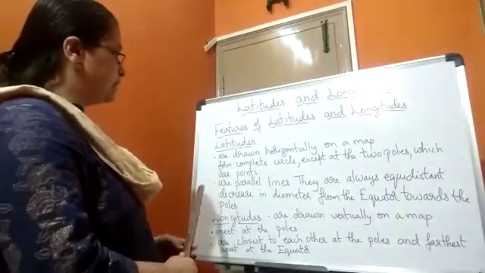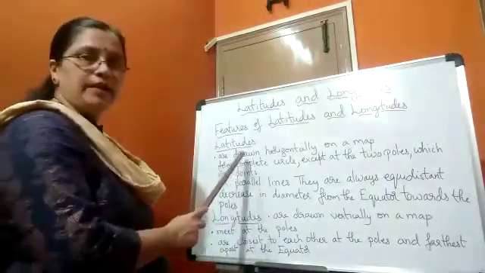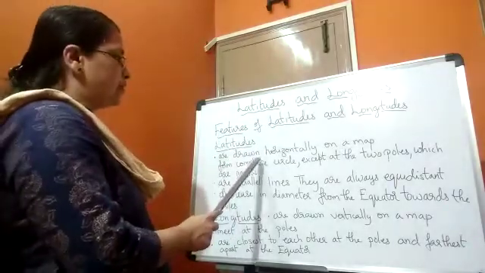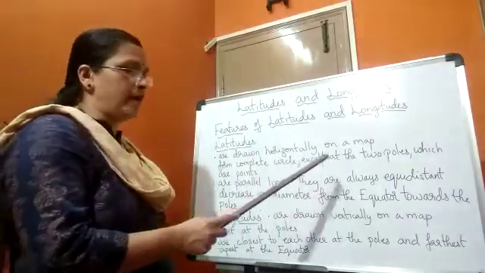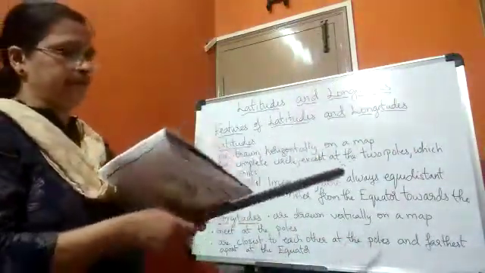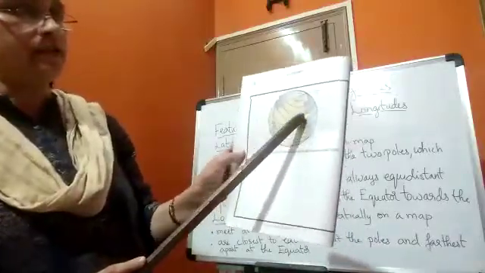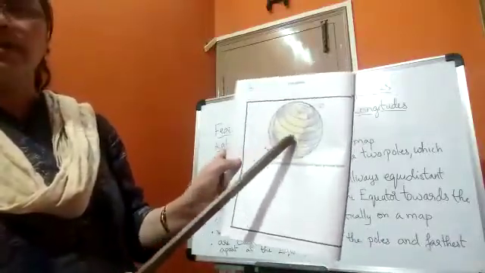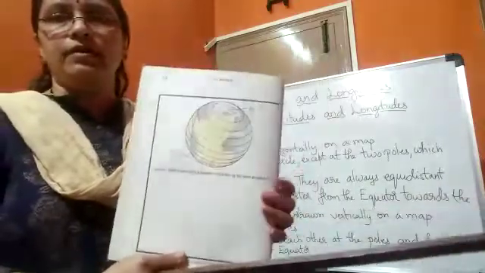Features of latitudes and longitudes. First, latitudes. Latitudes are drawn horizontally on a map. They are drawn horizontally on the map.